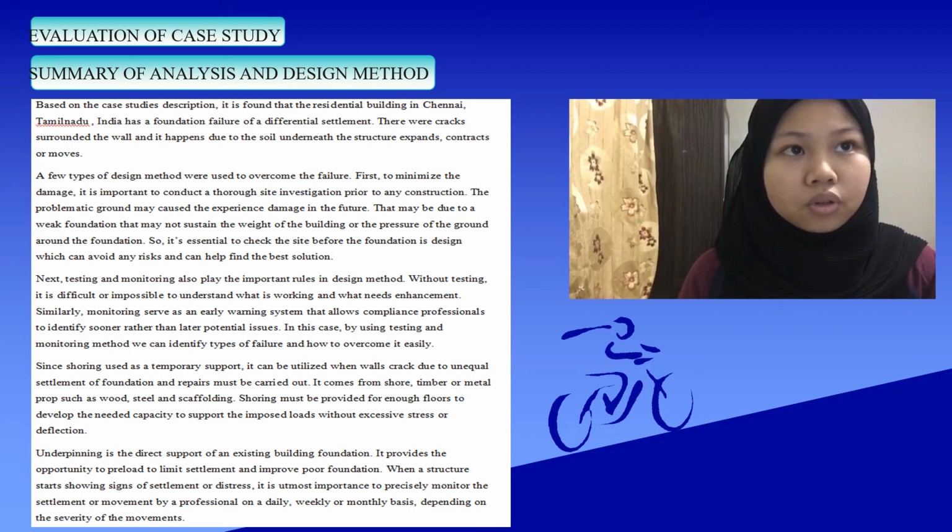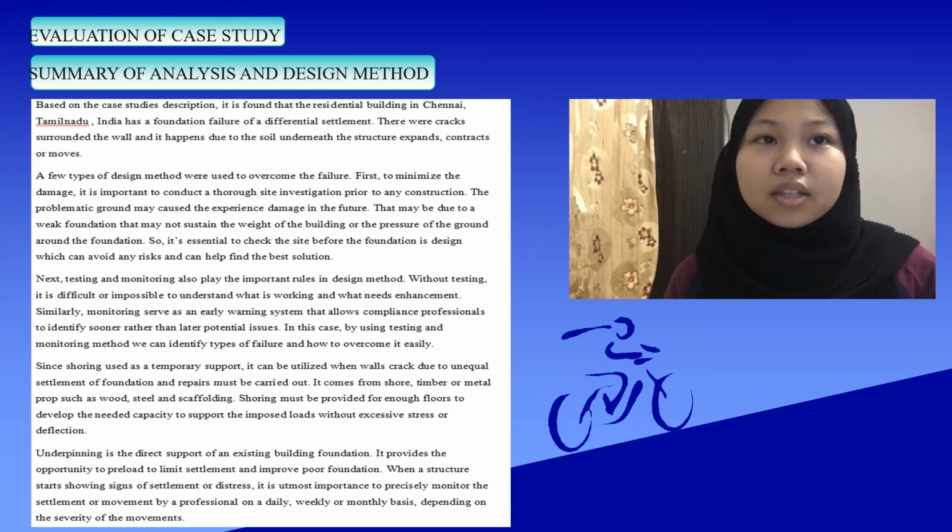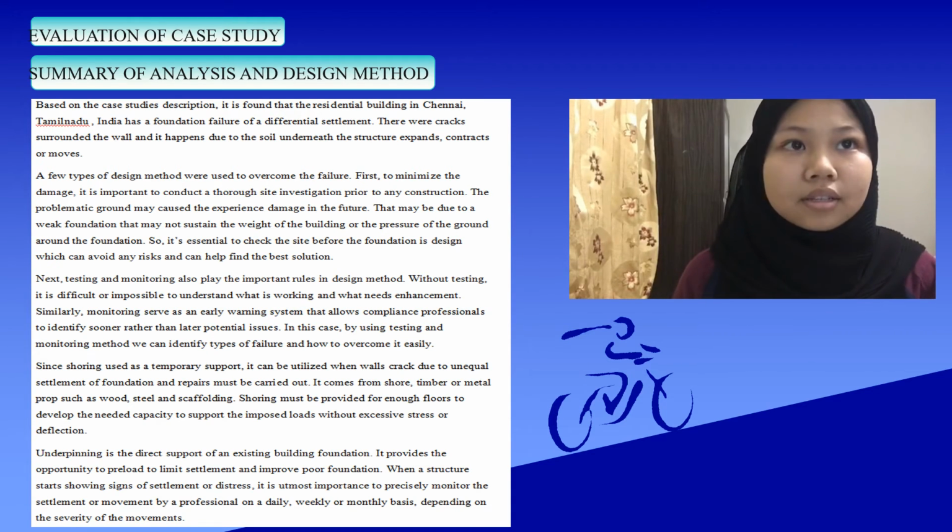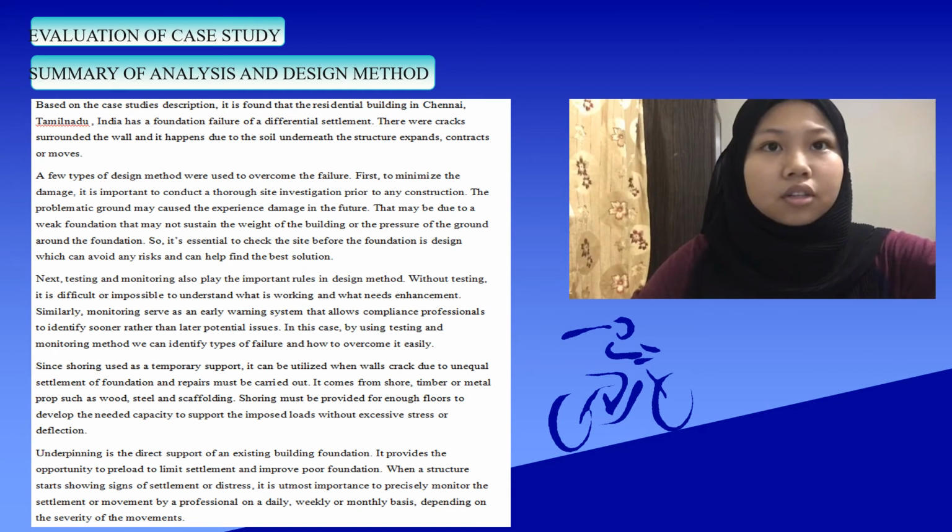It comes from shore, timber or metal props such as wood, steel, and scaffolding. Shoring must be provided for enough floors to develop the needed capacity to support the imposed load without excessive stress or deflection. Underpinning is the direct support of an existing building foundation. It provides the opportunity to preload to limit settlement and improve poor foundation. When a structure starts showing signs of settlement or distress, it is of utmost importance to precisely monitor the settlement or movement by a professional on a daily, weekly or monthly basis, depending on the severity of the movements.